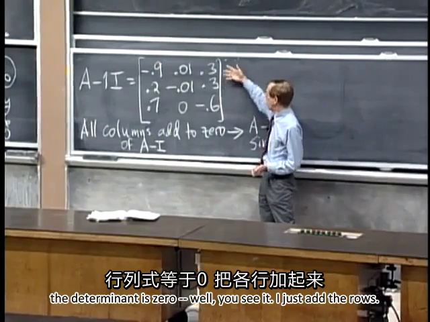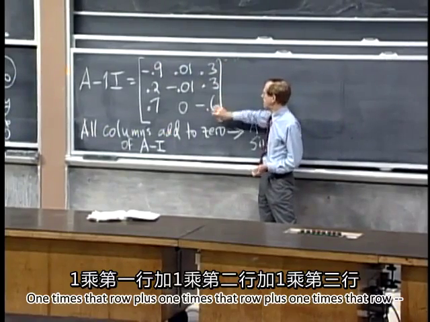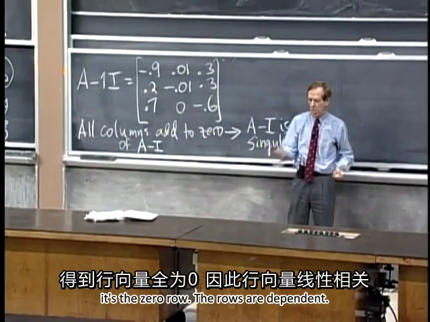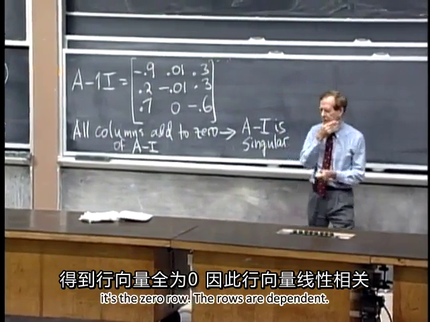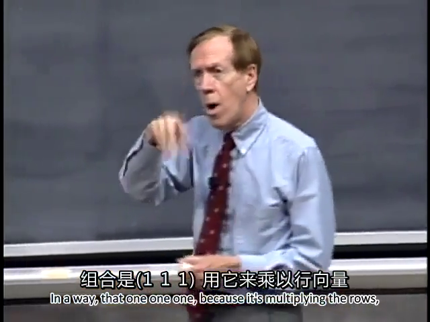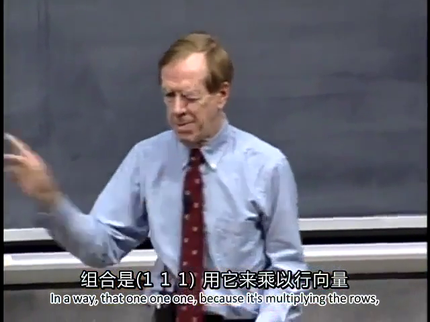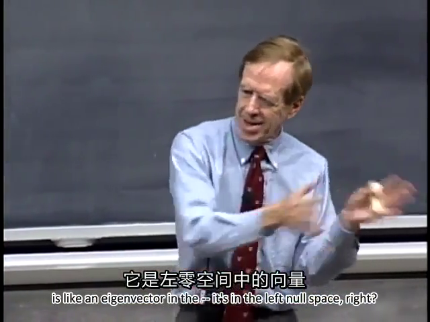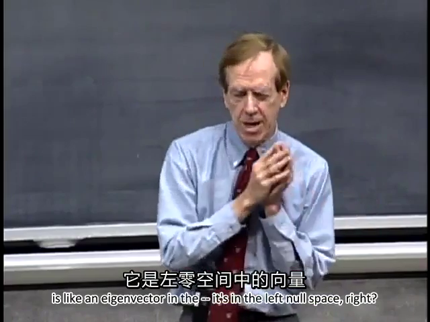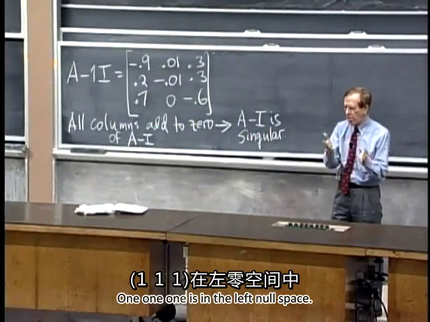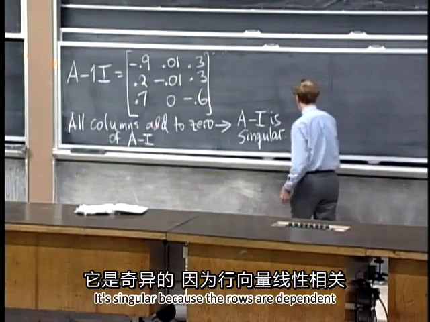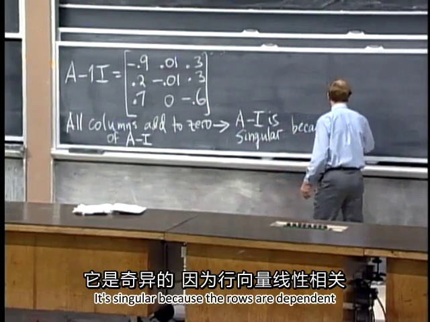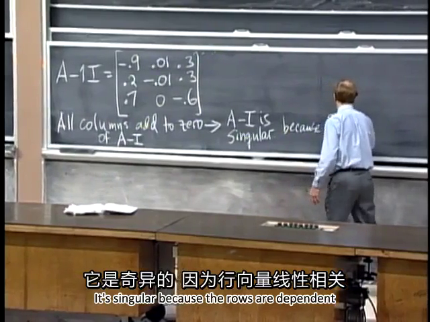Well, you see it. I just add the rows. 1 times that row plus 1 times that row plus 1 times that row is the 0 row. The rows are dependent. In a way, that 1, 1, 1, because it's multiplying the rows, is like an eigenvector in the left null space, right? 1, 1, 1 is in the left null space. It's singular because the rows are dependent.